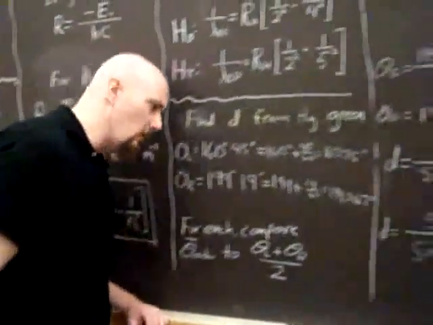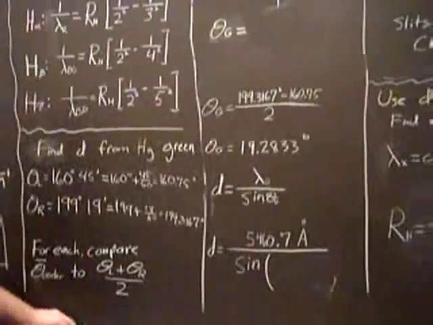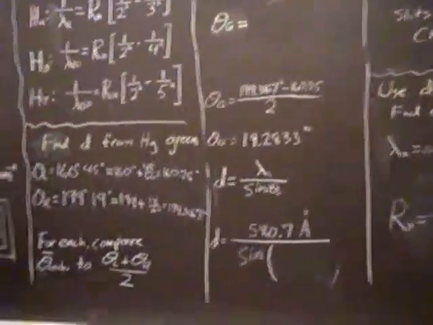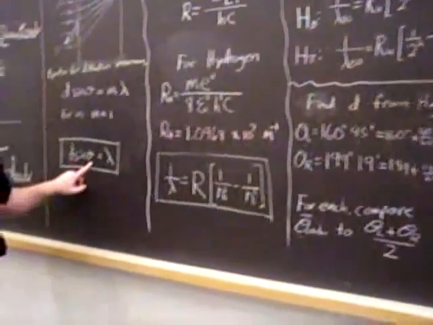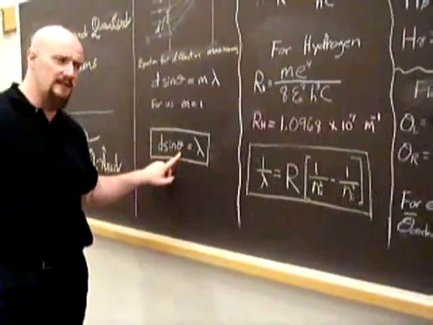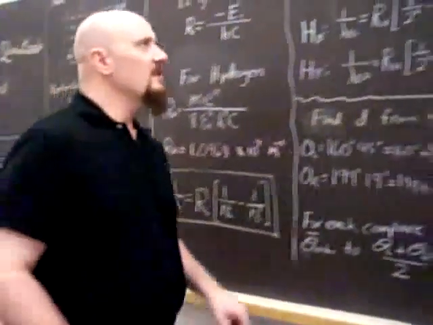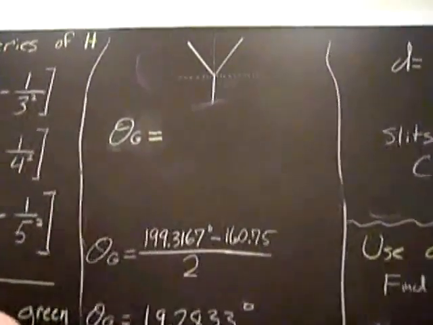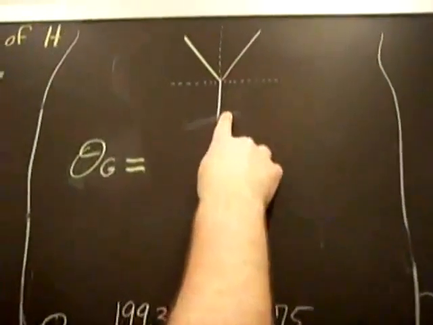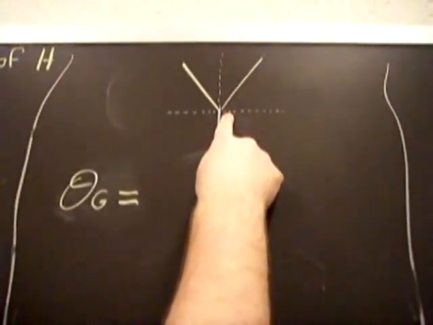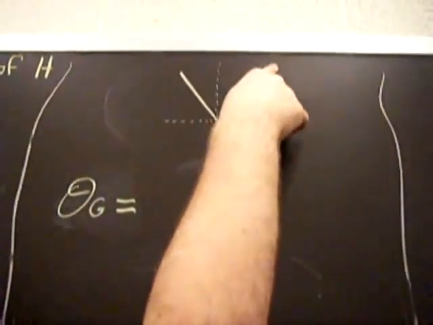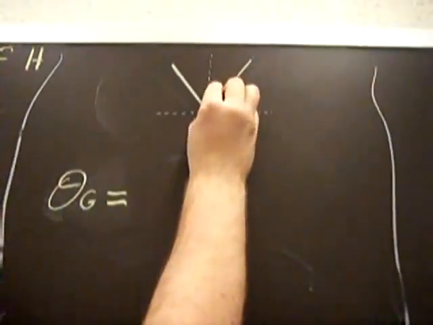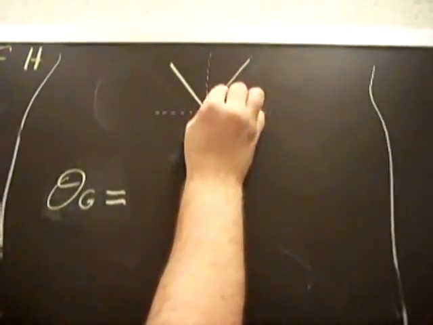Okay, so now, what are we looking for? What we want is the angle to plug into this. And so let's get nice and close up here. What we have here is the undiffracted light coming in, and then the green here, and then the green here. And this is the angle we want, right there.